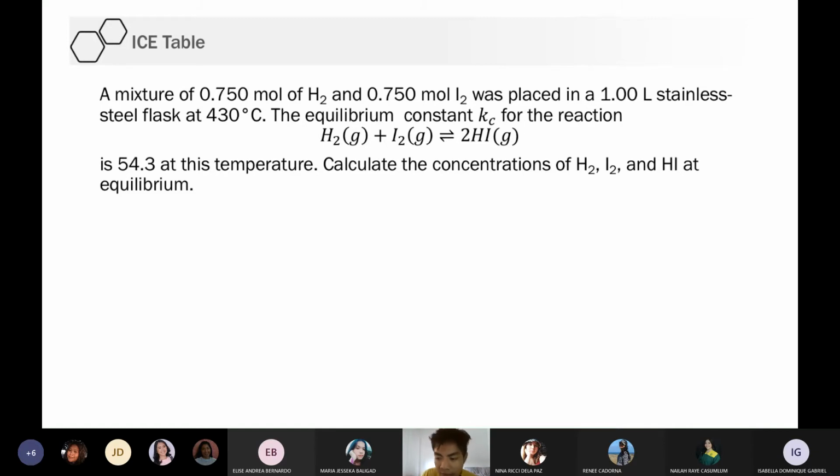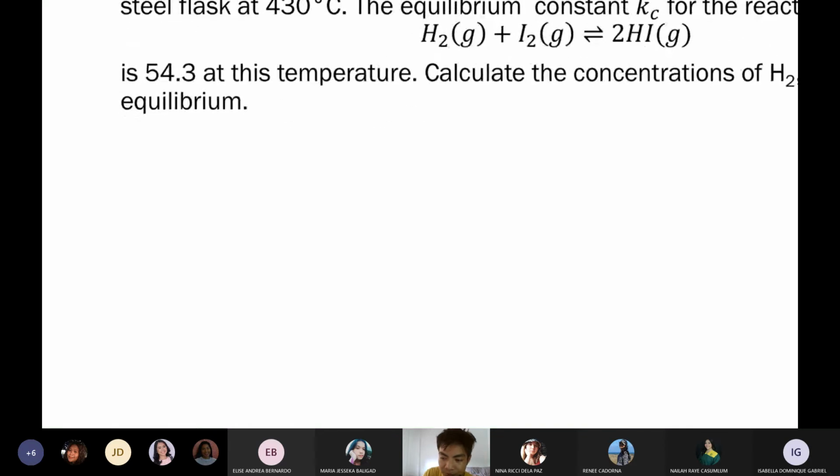So let us set up our ice table here. Let me make it a little smaller. So we have the H2, the I2, and that is in equilibrium with 2 HI. Now write ICE.